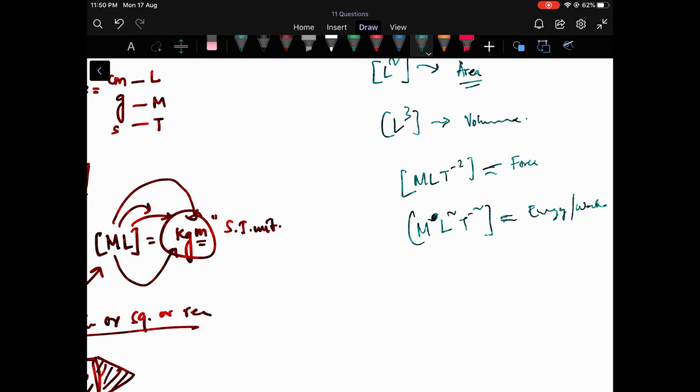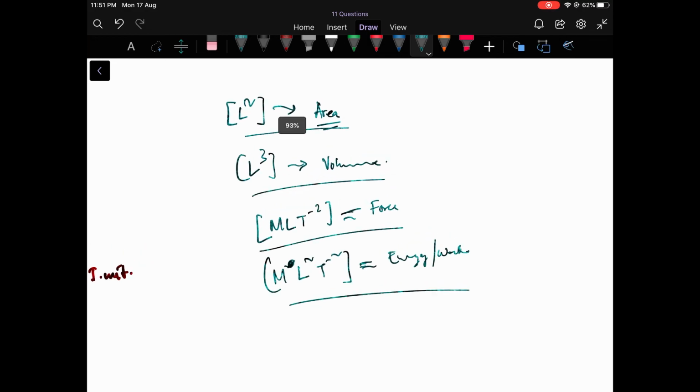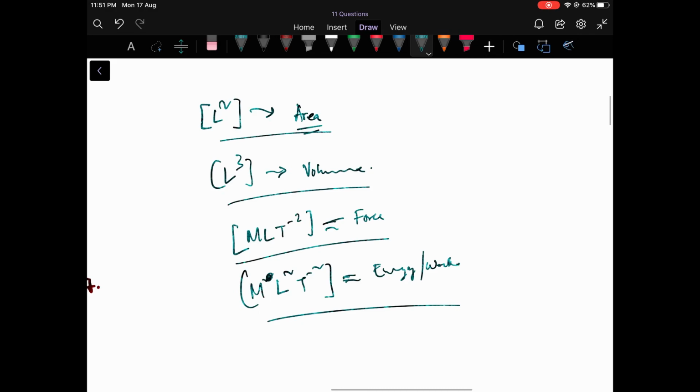And the advantage of knowing the dimension is that we can be sure that we can add those quantities which have the same dimensions, and we cannot add or subtract those quantities which do not have the same dimensions. Finally, another advantage of dimension you saw just now is that if we know the dimension, we can guess the units, or the reverse is also true.